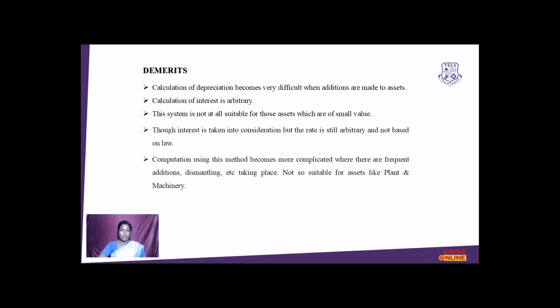Demerits. Calculation of depreciation becomes very difficult when additions are made to the asset. Calculation of interest is arbitrary. This system is not at all suitable for assets which are of small value. Though interest is taken into consideration, the rate is still arbitrary and not based on law. Computation using this method becomes more complicated where there are frequent additions, dismantling, etc. taking place, so it is not suitable for assets like plant and machinery.